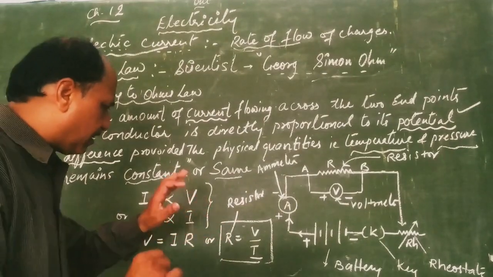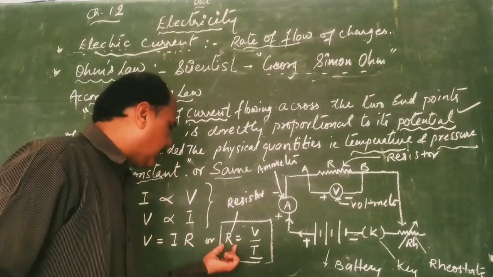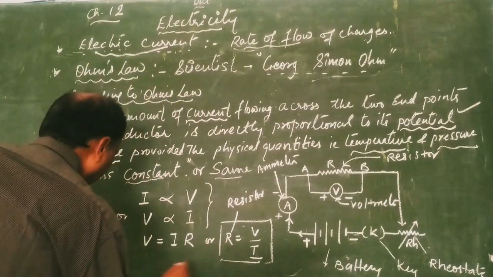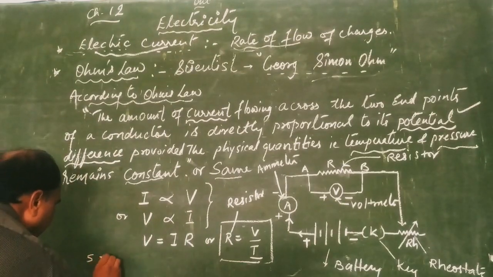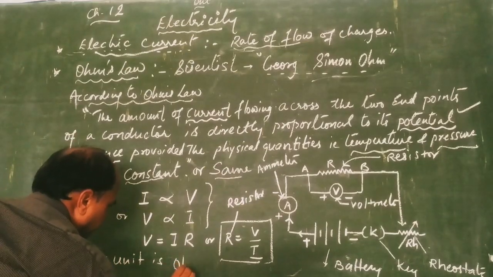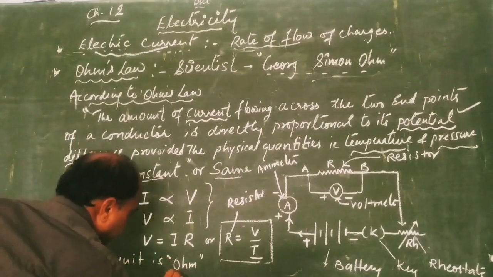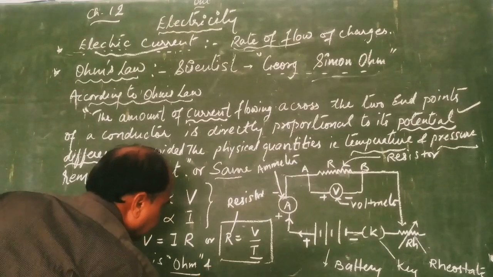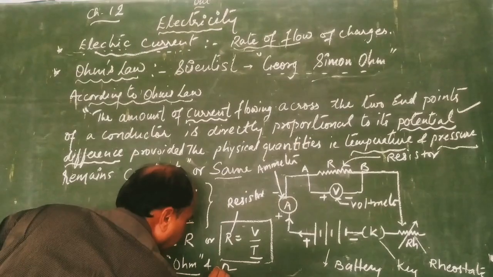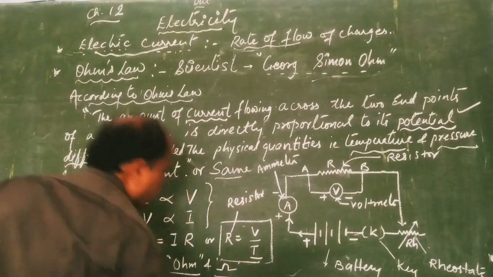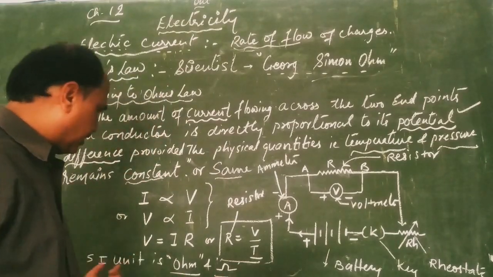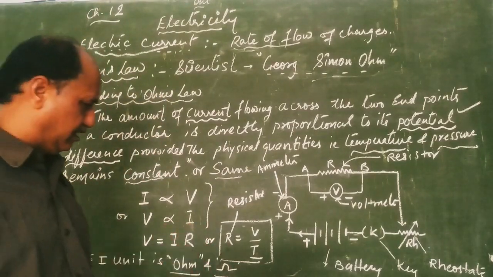Now the SI unit we are using for resistance is named after the scientist, Ohm, and it is abbreviated as a symbol. This is the ohm symbol, and the SI unit of R, that is resistance, is ohm.